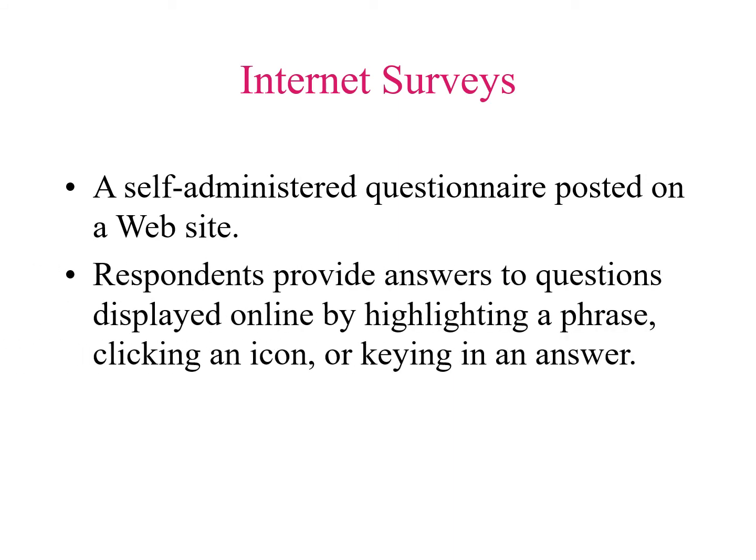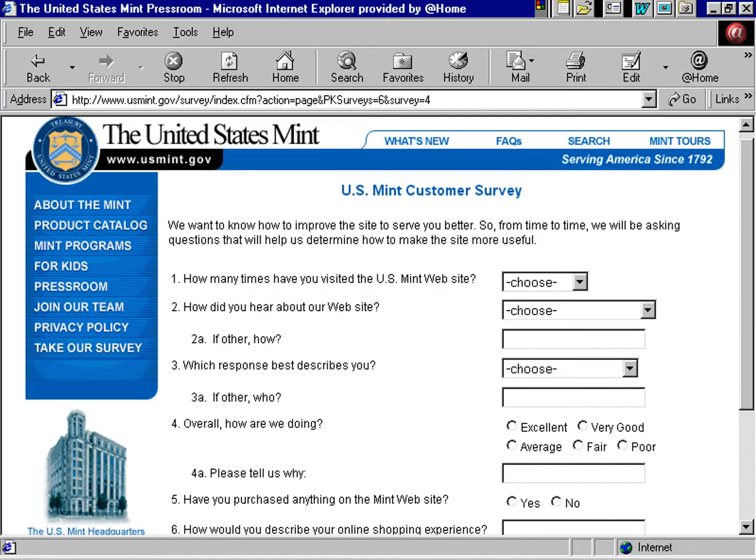A self-administered questionnaire posted on a website is called an Internet survey. Respondents provide answers to questions displayed online by highlighting a phrase, clicking an icon, or keying in an answer. So this is the easiest way respondents can use, and researchers are using Internet surveys nowadays.